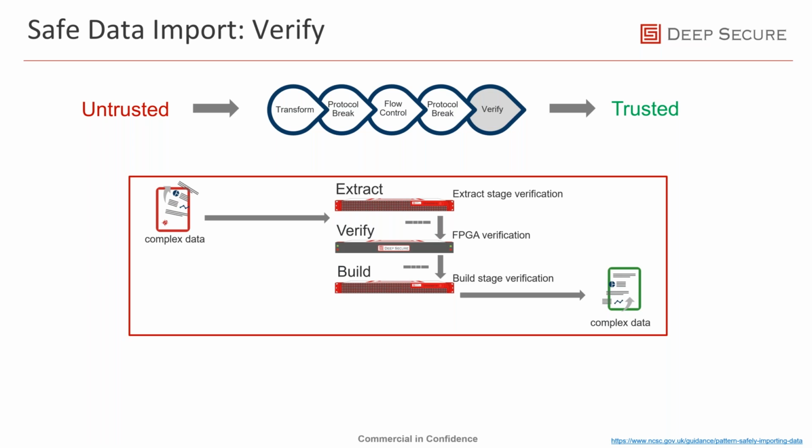So there are two types of validation that you can do. One is syntactic, to make sure the data structures are correct, and the other is semantic, to make sure that the meaning of the data is valid. And in the IX appliance, we do that validation in three places.